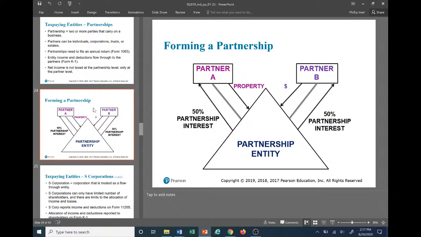Okay, how is forming a partnership accomplished? So let's just assume here in this chart we have two partners, partner A, partner B. Partner A contributes property, partner B contributes money. They each have a 50% partnership interest, and there we have it. We have a partnership entity. That's simple.